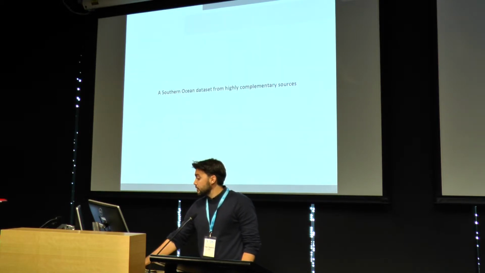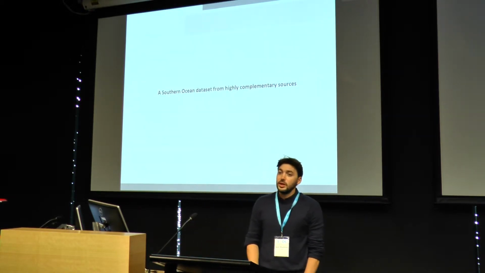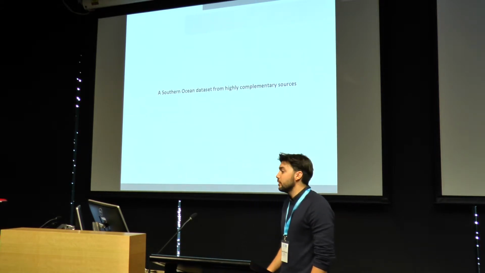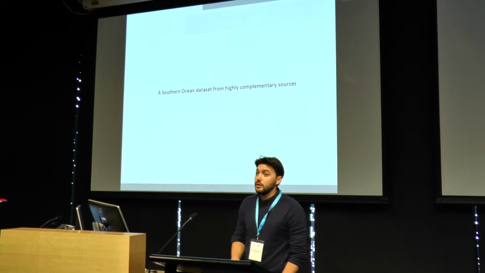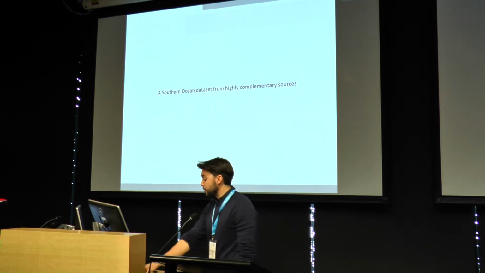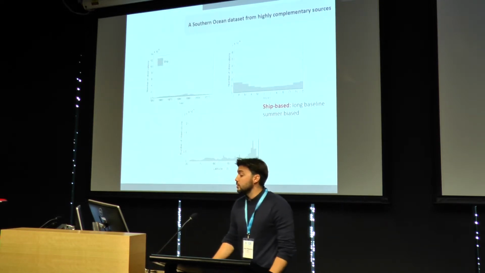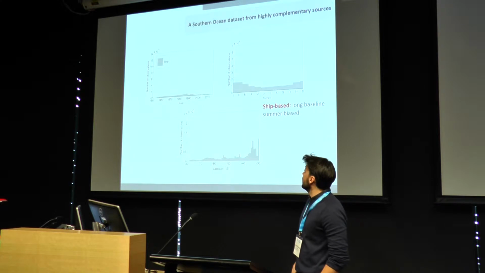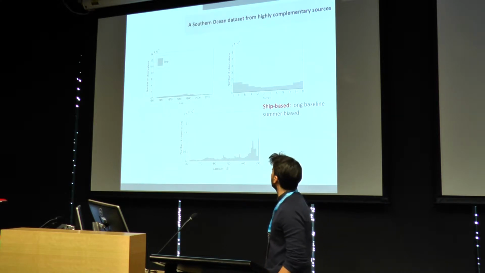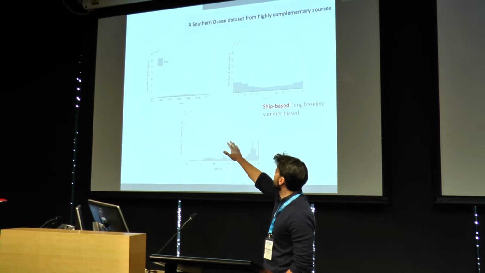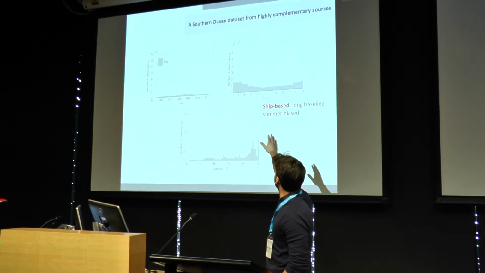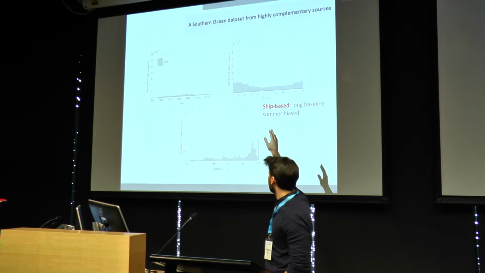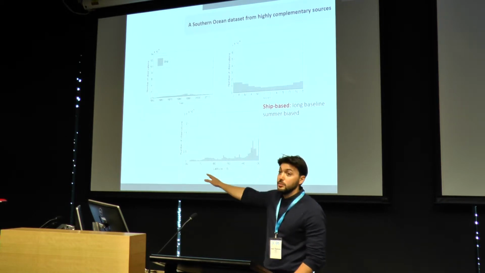So let's start with the observations. In the Southern Ocean, we don't have many observations, but I think we have to realize that we are fairly lucky to have very complementary datasets. The first dataset that we have access to is the ship-based hydrography. Here I've got a few plots showing the number of observations per year, per month, and per latitude band.